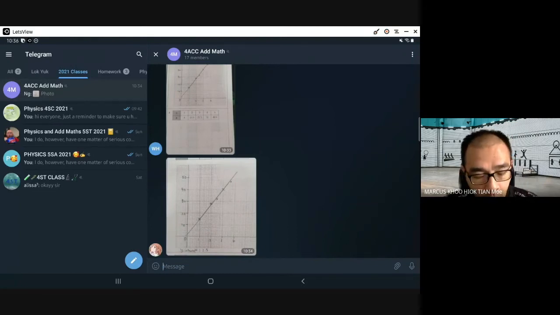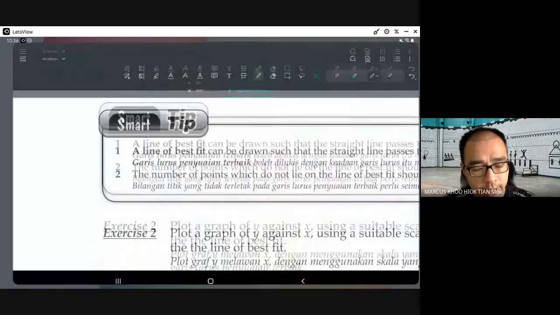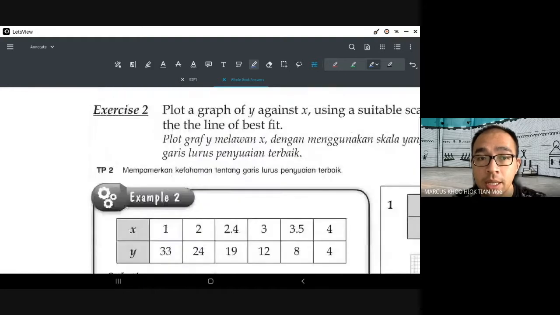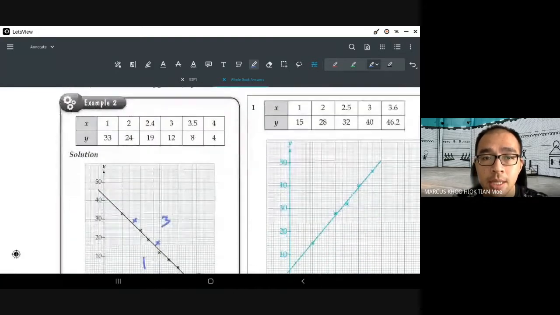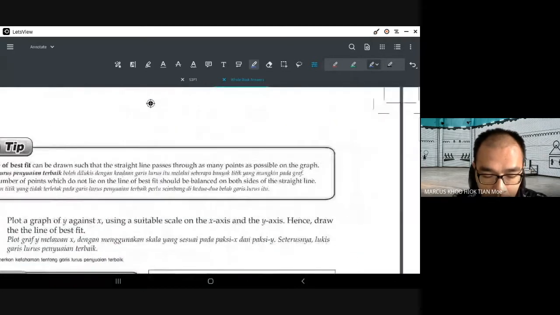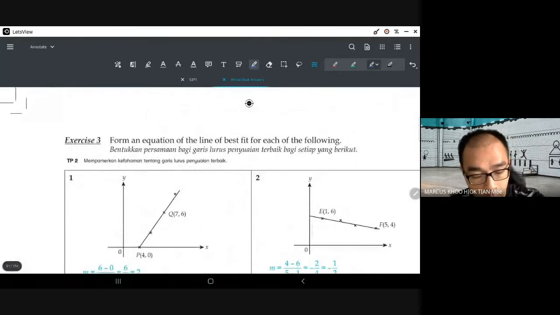Okay, so what I want to do next is, first thing we learn is linear relation. The second thing is how to draw the line of best fit. Now the third one is how to do the equation. Okay, how to write the equation of the line of best fit.